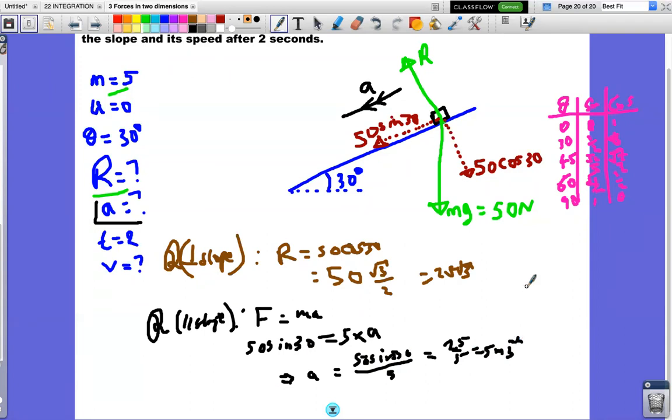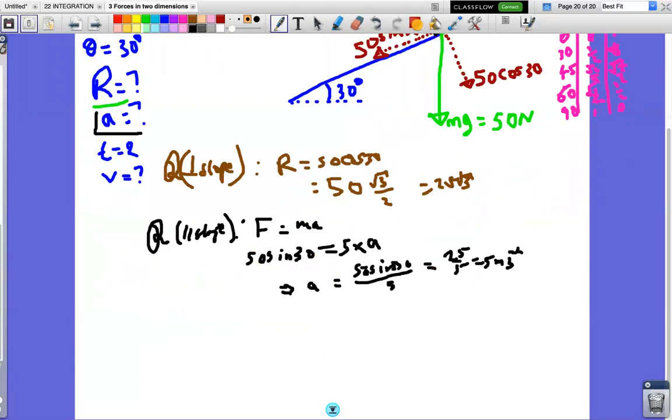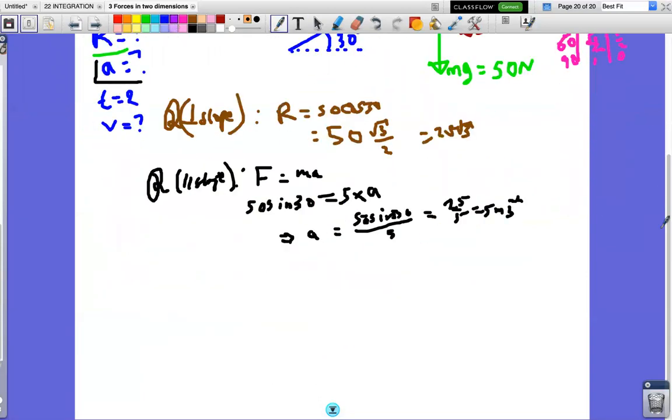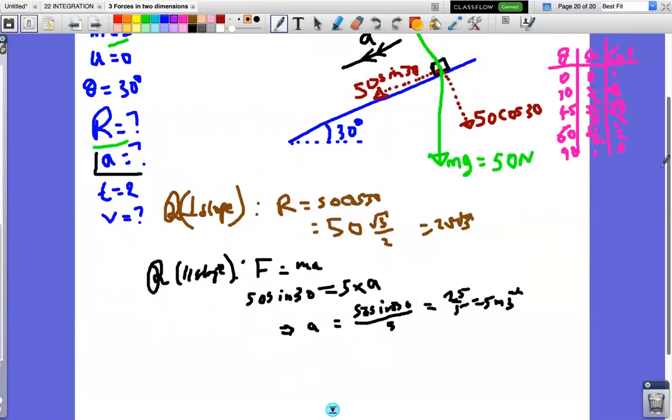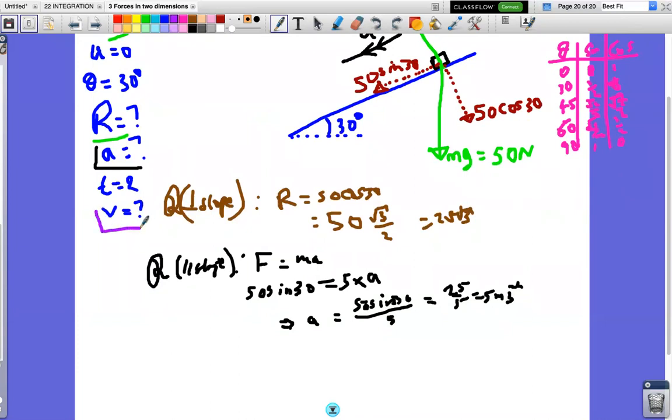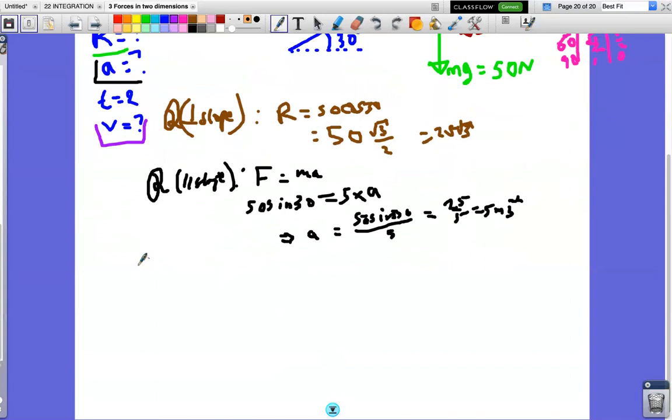And then, when that is done, the last thing we need to look for is the final velocity after 2 seconds. So now we have to use our SUVAT equations. u is 0, a is 5, t is 2, and we are looking for v.